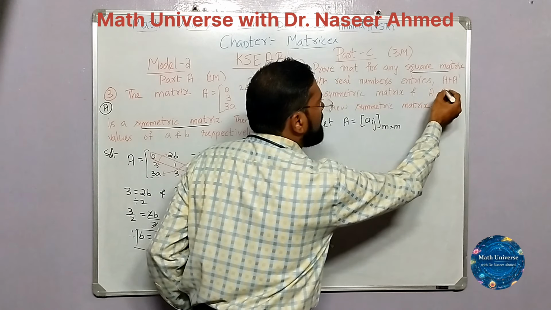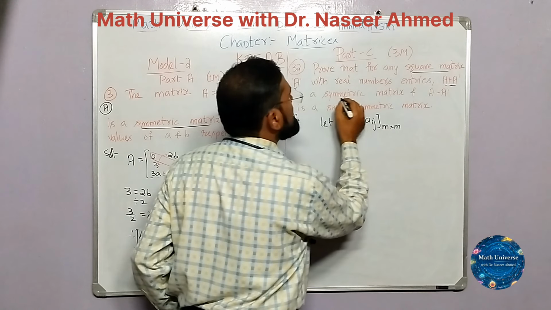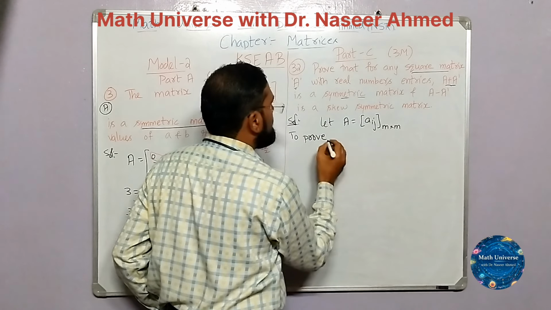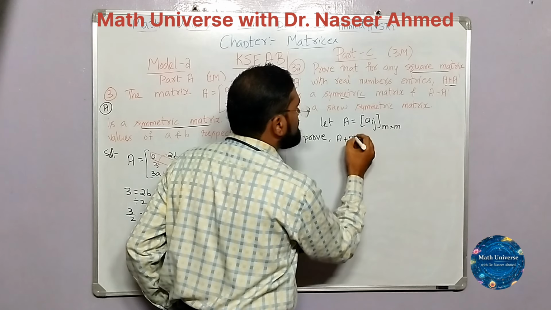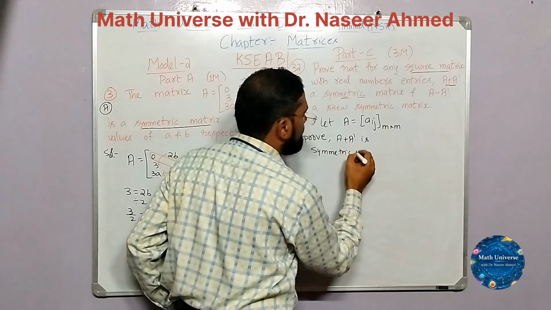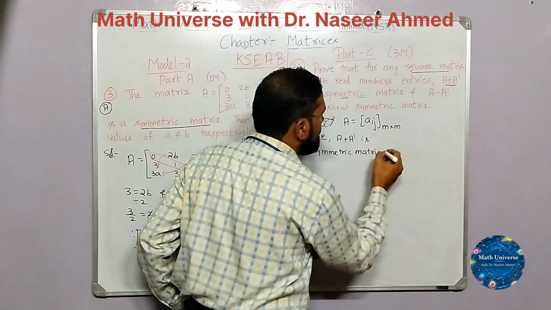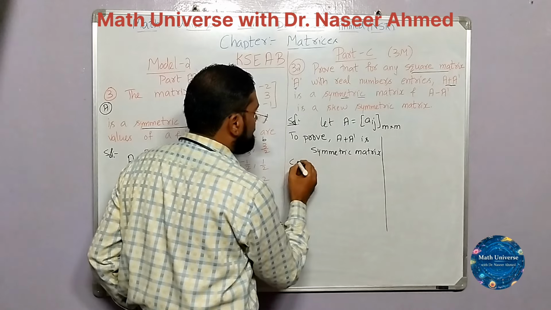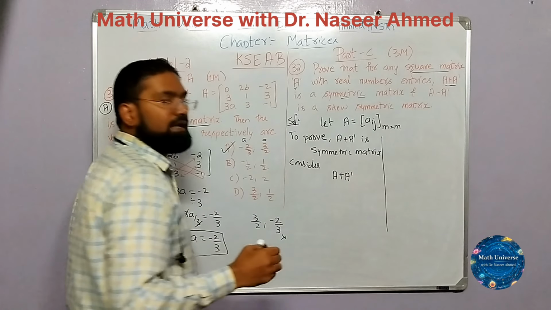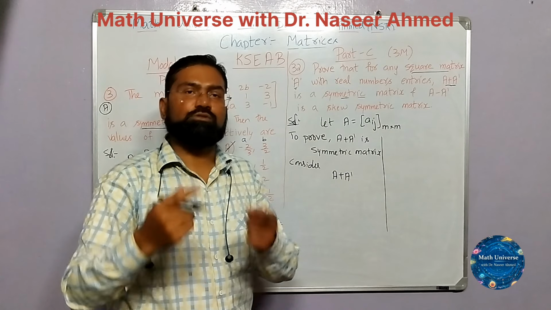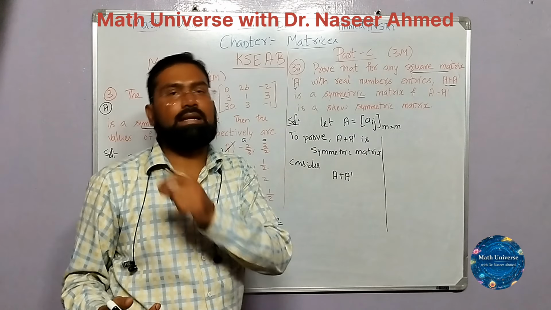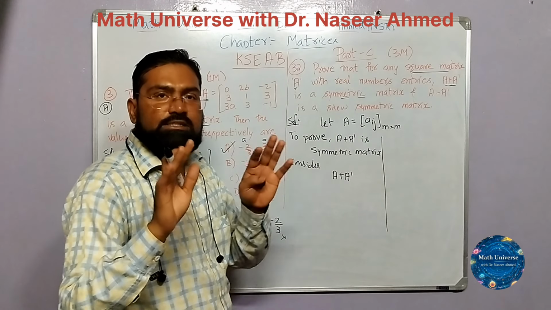Now, since it's a square matrix of order M, I have to prove that A plus A transpose is symmetric. So what we have to prove is that A plus A transpose is a symmetric matrix. Let us consider A plus A transpose. Recall the concept. For a square matrix to be symmetric, if I take the transpose, that is A transpose, I should get back A. For skew symmetric, A transpose should be minus A. So whether it is symmetric or skew symmetric, the transpose is mandatory.